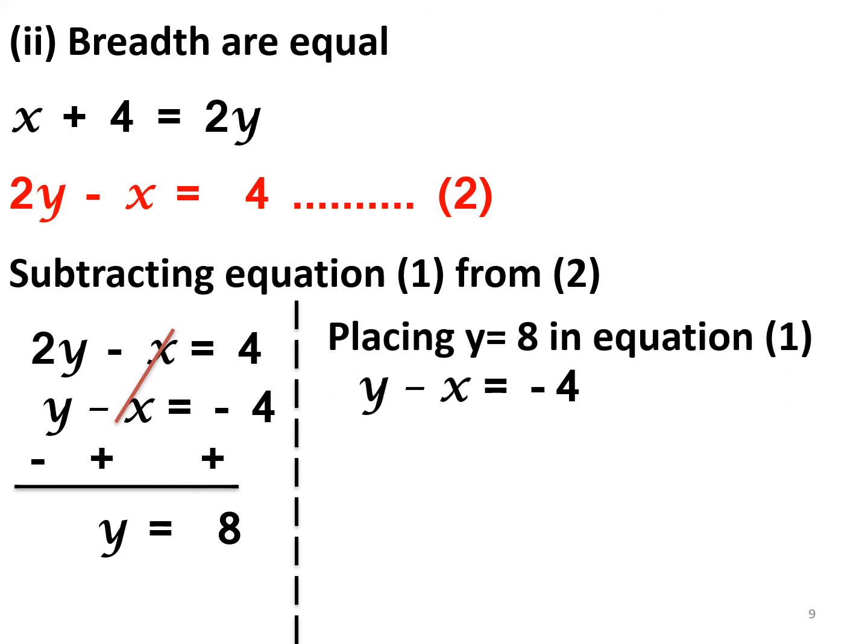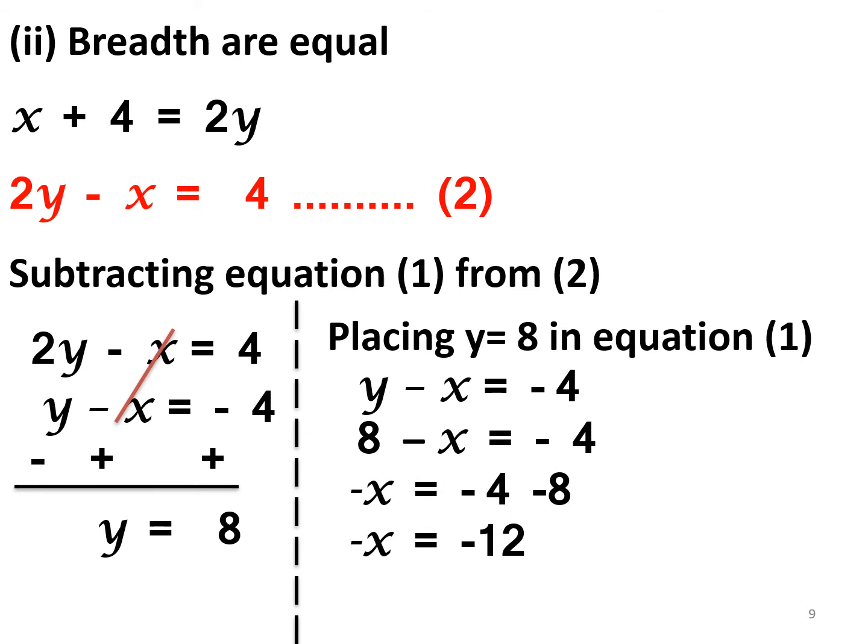Substituting the value of y equal to 8 in the equation y minus x is equal to minus 4. So 8 minus x is equal to minus 4. Minus x is equal to minus 4 minus 8, which is equal to minus 12. Therefore x is equal to 12. So the first part of the question is done. We have got the value of x as 12 and y is equal to 8.